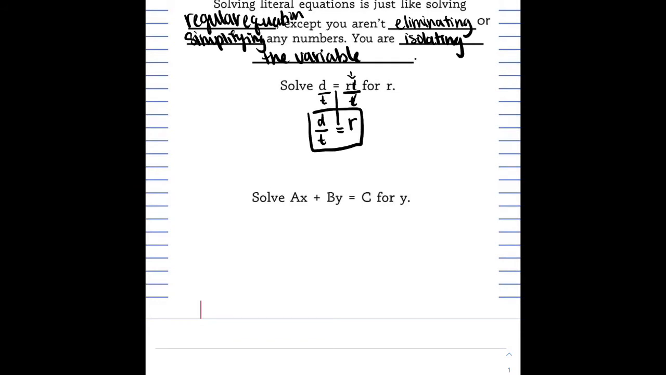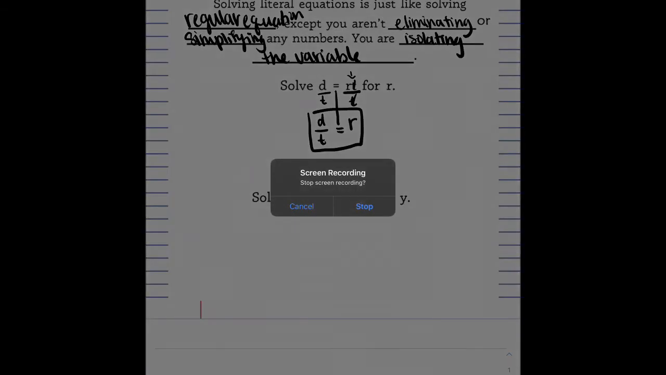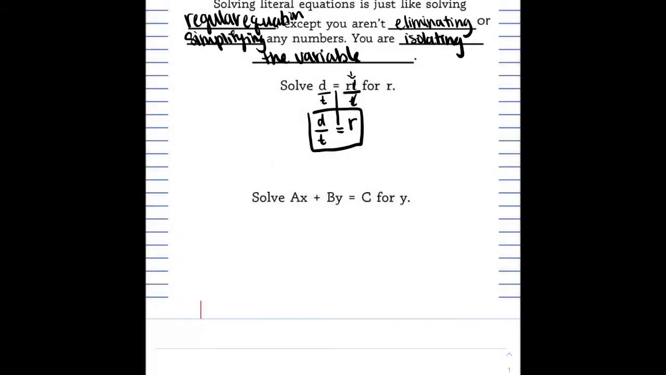All right. So in the next example, sorry, I just realized I don't have my examples here, so I'm going to have to pull those up. But we have ax plus by equals c, and we want to solve for y. So I want to get y by itself. Well, I'm going to do the same steps. I'm going to draw my line.